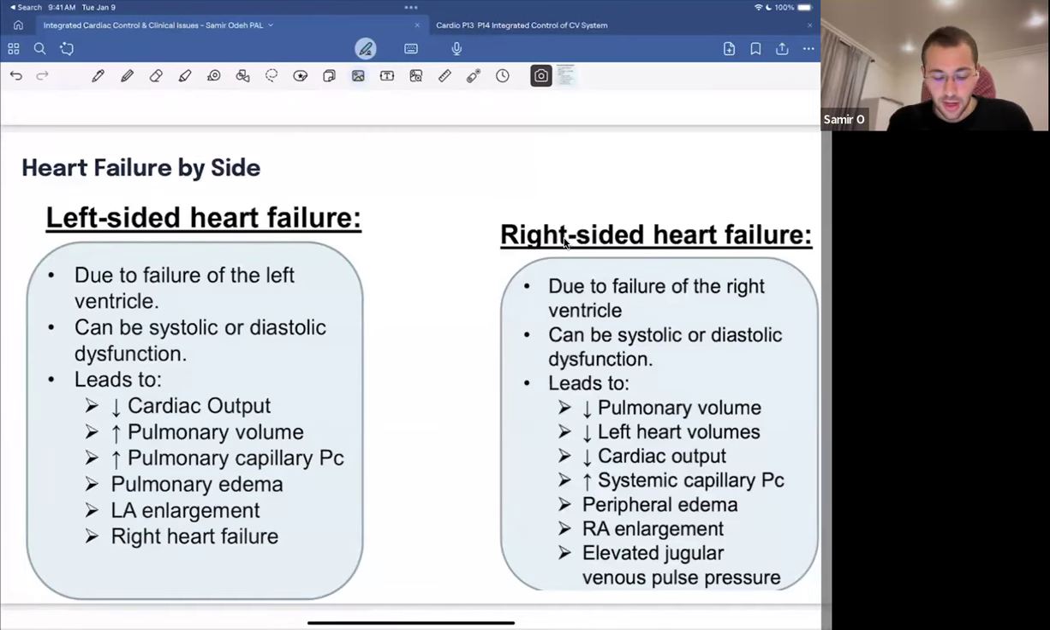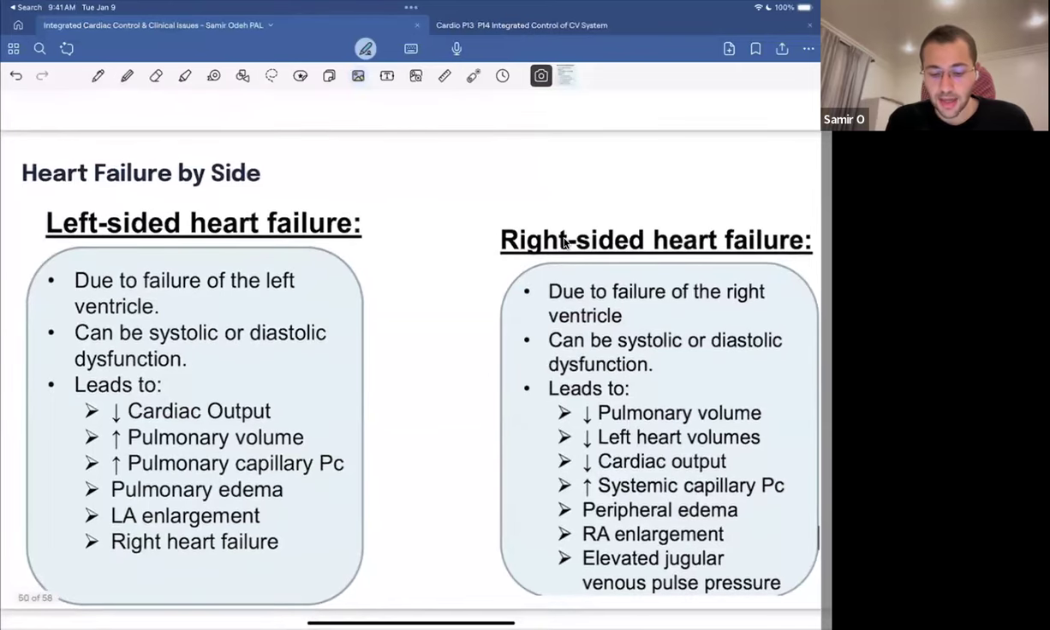You're going to have decreased cardiac output, because we're just not pumping much blood. You're going to have increased pulmonary volume, so more blood being shoved into the pulmonary veins and arteries, and increased pulmonary capillary hydrostatic pressure. This is really important, because it might cause pulmonary edema, which is horrible, and that might lead to pneumonia. Pulmonary edema also interferes with your gas exchange. So this could cause respiratory failure, even though your heart is failing. So it's really important to look out for this.